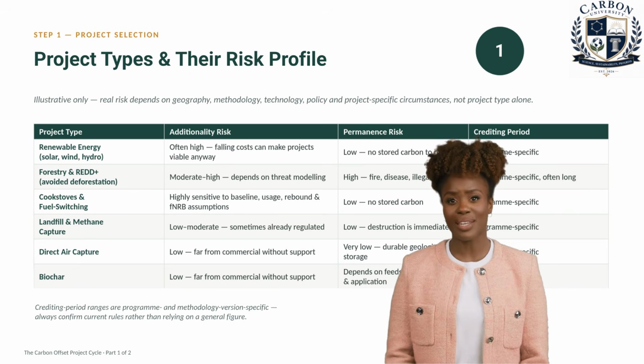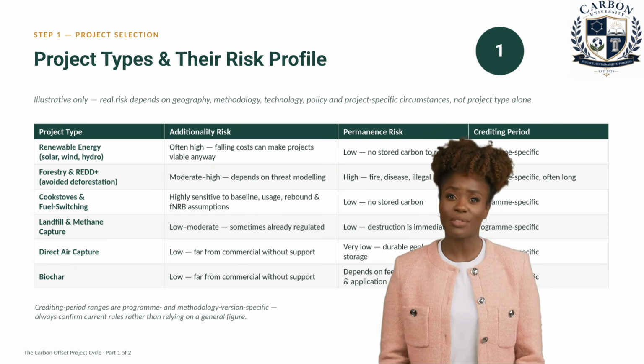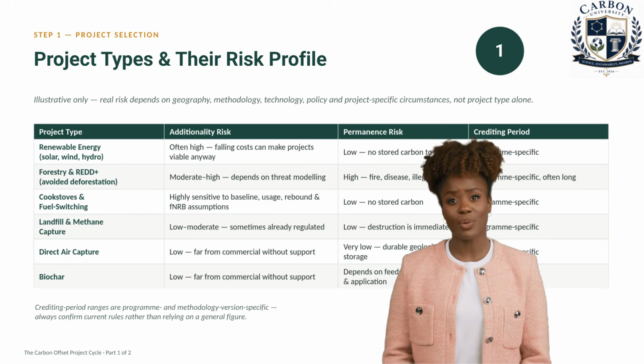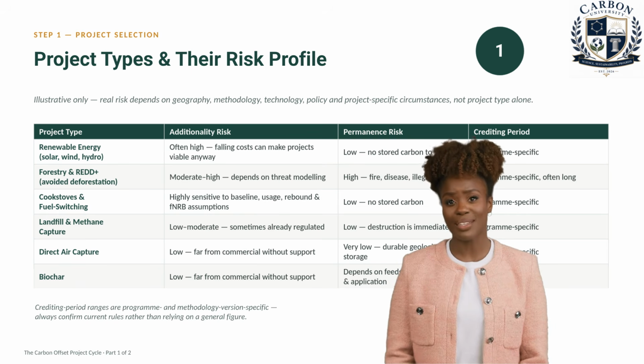Forestry and REDD+ sit at the other end. Significant permanence risk from fire, disease, or illegal logging. Cookstove and fuel switching projects are sometimes assumed to be lower risk, but that undersells real challenges around baseline assumptions, actual usage rates, the rebound effect, and fraction of non-renewable biomass calculations.